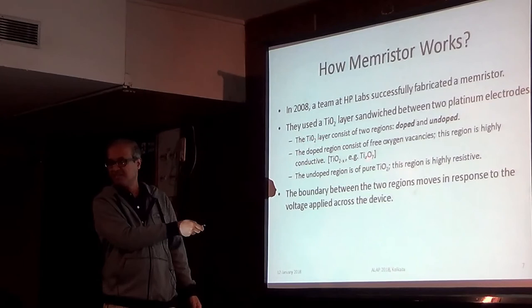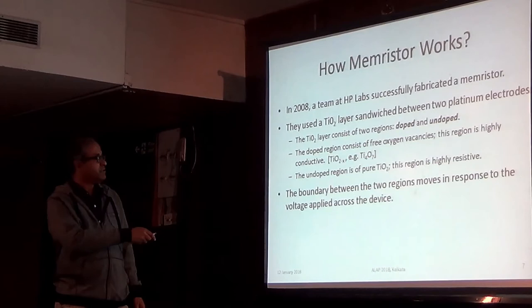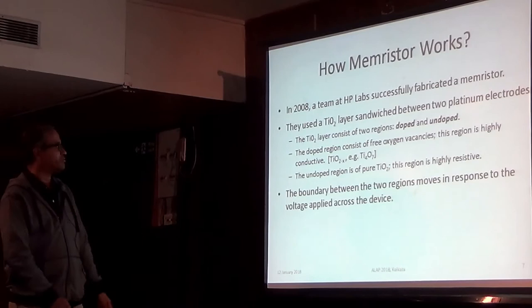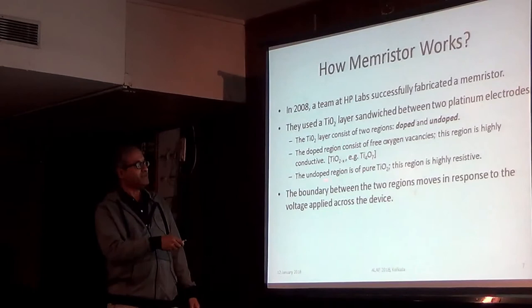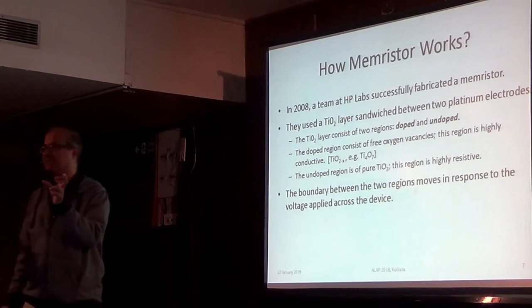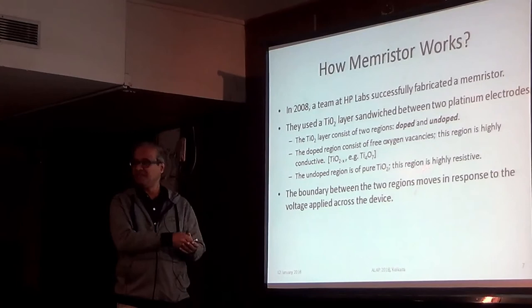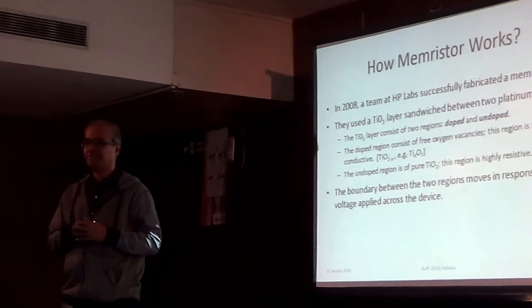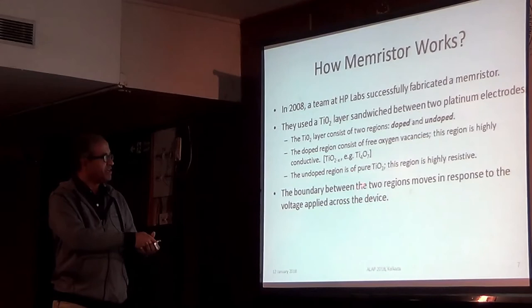So there are other materials also. And this material was sandwiched between platinum electrodes on the two sides. The characteristic of this material was that the original undoped region, titanium dioxide, was a highly resistive region. The resistance value was very high. But in comparison, the doped region exhibited a much lower resistance value. And in response to the applied voltage, the boundary between the two regions can be shifted.